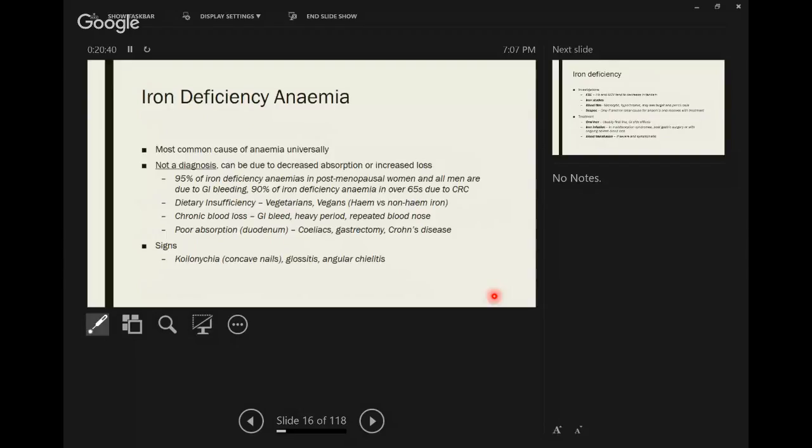Iron deficiency anemia is the most common cause of anemia universally. It's also not a diagnosis. There's always a secondary cause, and it can be due to decreased absorption or increased loss.